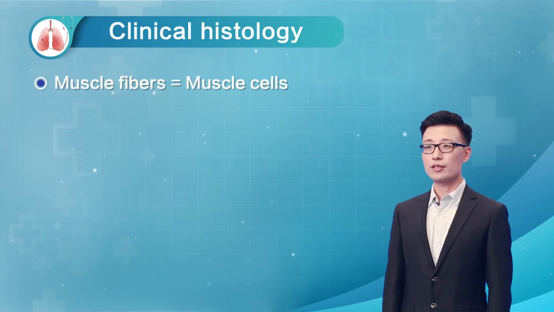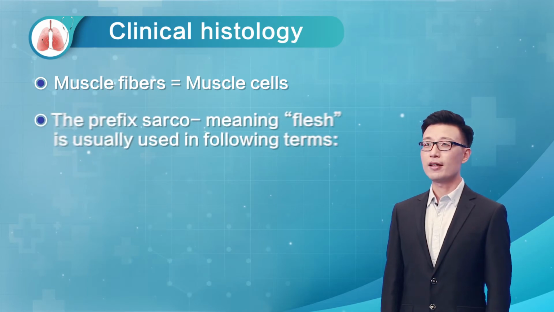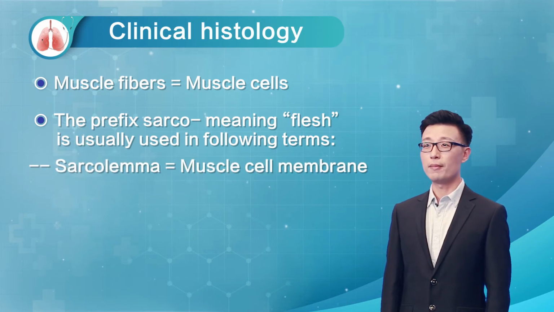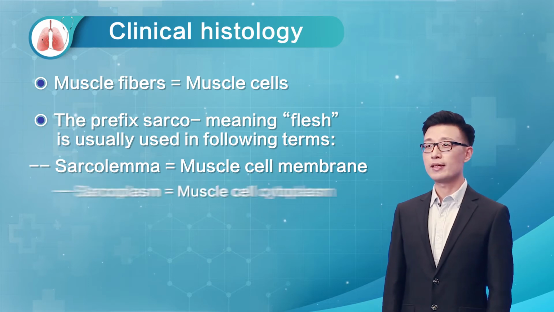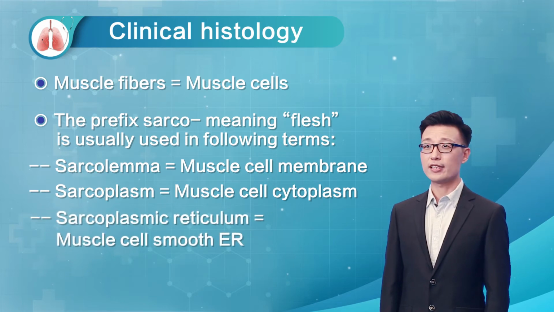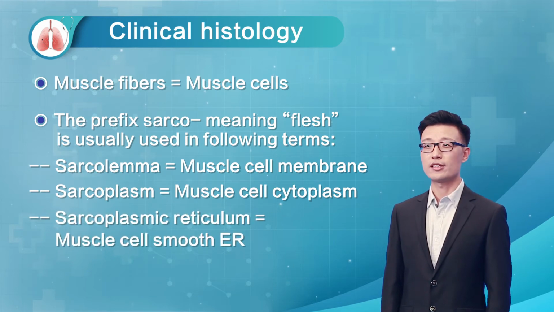Before we move on, we need to know some unique terms that are often used to describe the components of muscle cells. Firstly, the muscle cells are often referred to as muscle fibers. Secondly, the prefix sarco, meaning flesh, is usually used in the following terms. Sarcolemma means muscle cell membrane. Sarcoplasm refers to the cytoplasm, and the sarcoplasmic reticulum is the smooth endoplasmic reticulum.